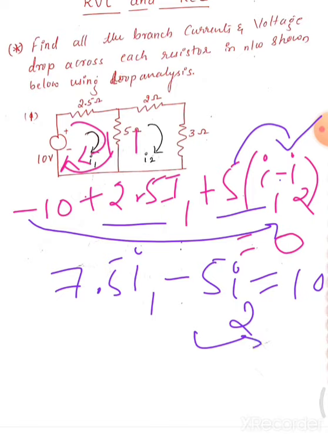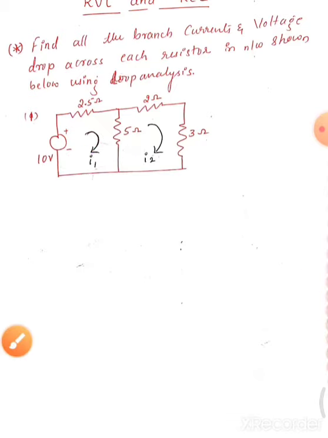Okay. Call this equation number 1. I hope you got how to get equation number 1. Right. So let's do it in a similar way for the second loop. Apply KVL for the second loop. When you apply it for the second loop, you are in the second loop now.